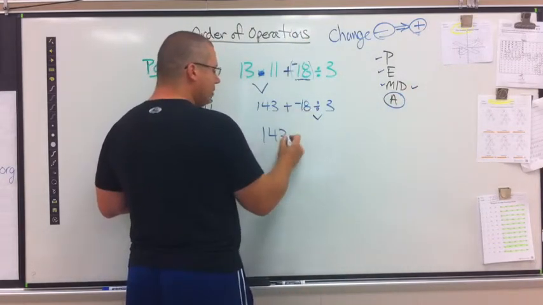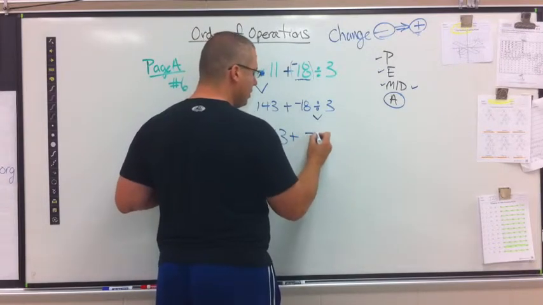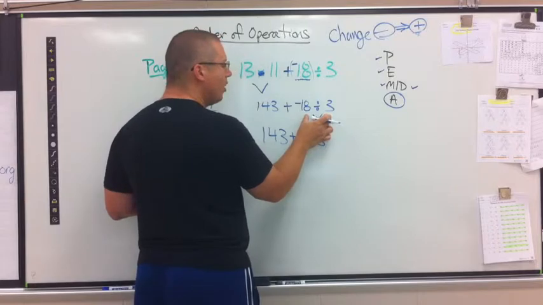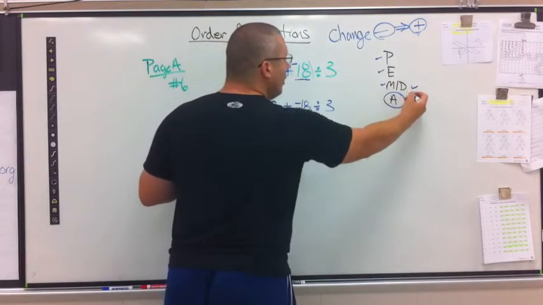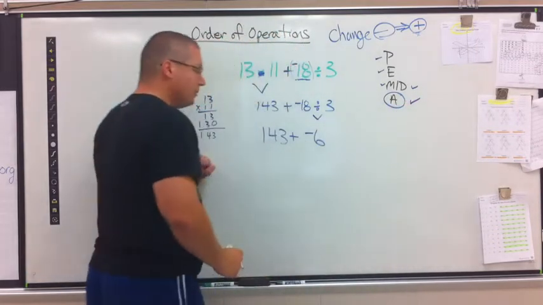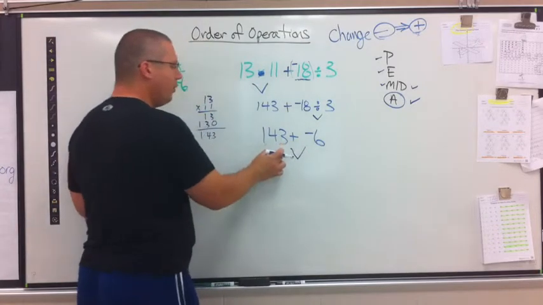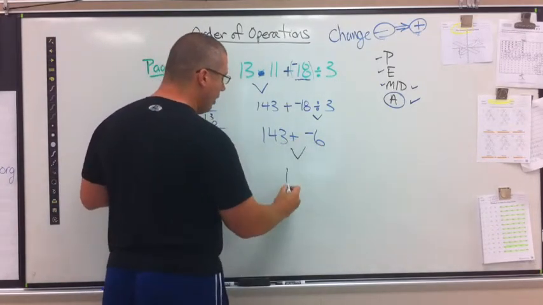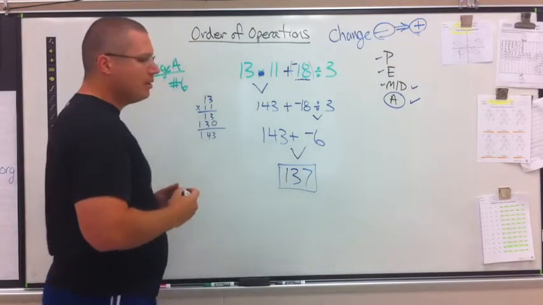143, that stays unchanged. Plus, what is negative 18 divided by 3? The answer is negative 6. Different signs always gives me a negative answer. If this works right, by the end, I should only have addition. That's kind of why we're doing the change. So I have this, 143 plus negative 6 is 137. Put a box around it so we can split out your answer.